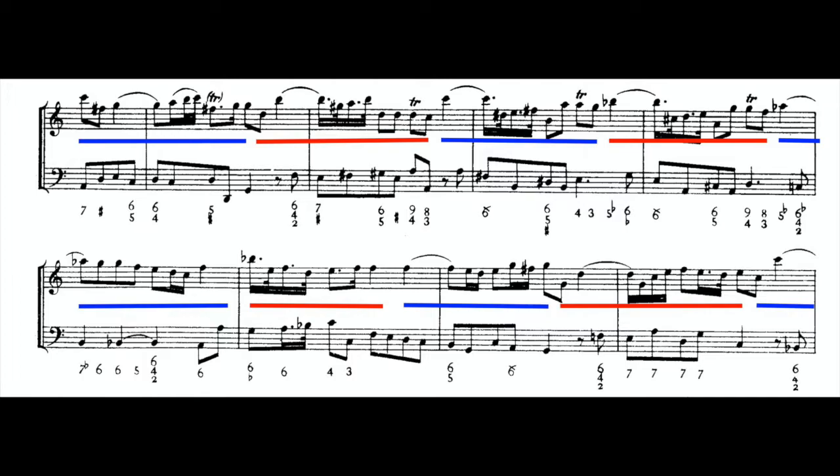The trill upon the G is not easy, because there is this strange position. 2, 3, 4, 5, no, 1, 2, 3, 4, 6, 7, and we trill with 4, with 5. Not easy. I repeat. Please.